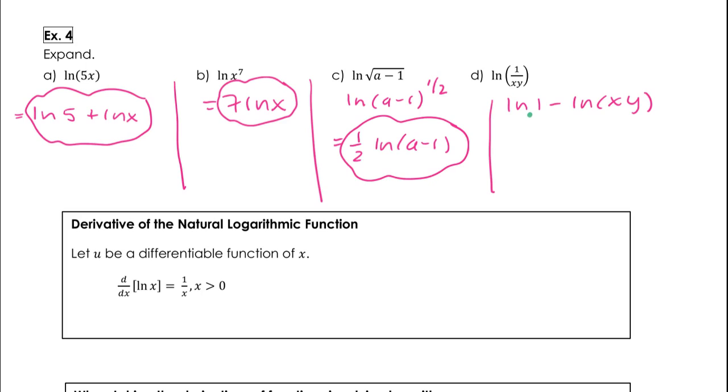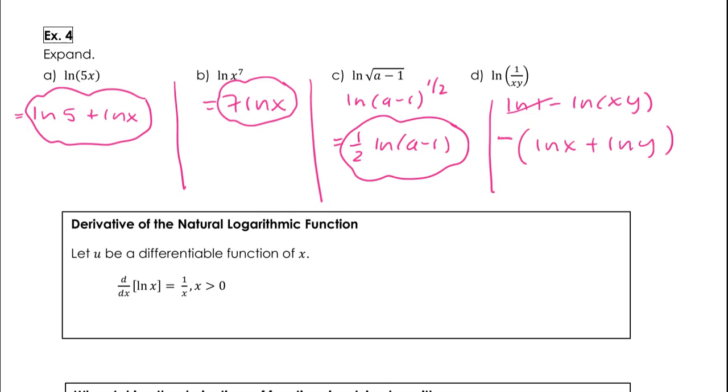Because remember, there's really a base e here. So what this question is saying is e to what power gives you 1? And that's e to the 0. So that's essentially gone. I have a negative. And then because in here I'm multiplying, I can break that up into addition. So it's natural log of x plus natural log of y.